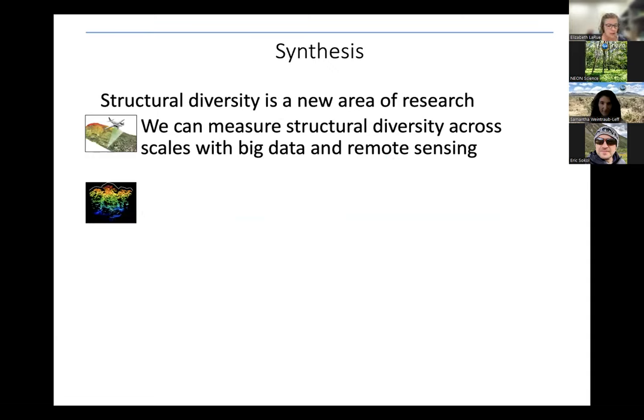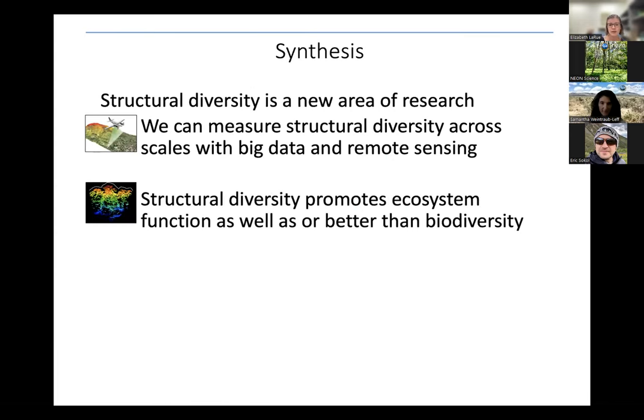And then as I wrap up today, structural diversity is not a new idea in ecology, but it's an up-and-coming new area of research that has been fueled by new technological advances, particularly in remote sensing and data sharing networks that now allow us to measure structural diversity and three-dimensional aspects of ecosystems and communities across different spatial scales. Now that we have better tools that are improving every day, we can start to investigate how structural diversity is related to different ecosystem processes. Today I showed you some examples where structural diversity could promote ecosystem function as well as, or perhaps better than, biodiversity.